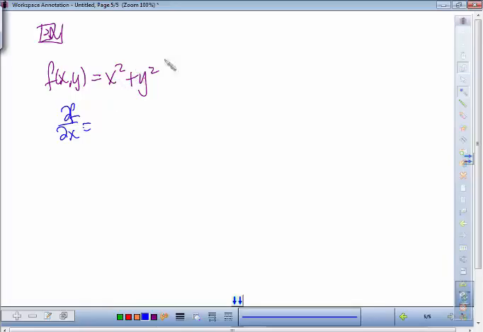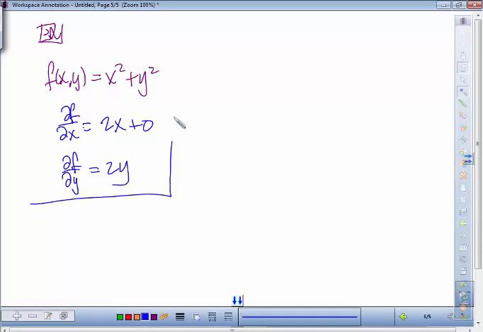But if you take the derivative of this thing with respect to x, this would be 2x plus a constant. Well, the derivative of a constant is what? 0. So that's gone. So the derivative of this with respect to x is just 2x. Derivative of the function with respect to y is similarly equal to 2y. And then that was a really simple example. Do another one.